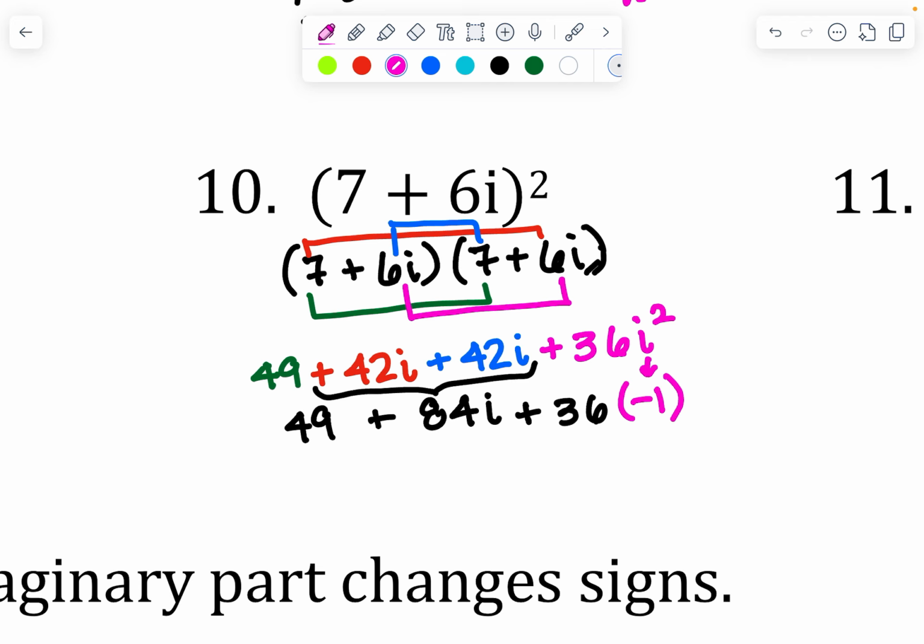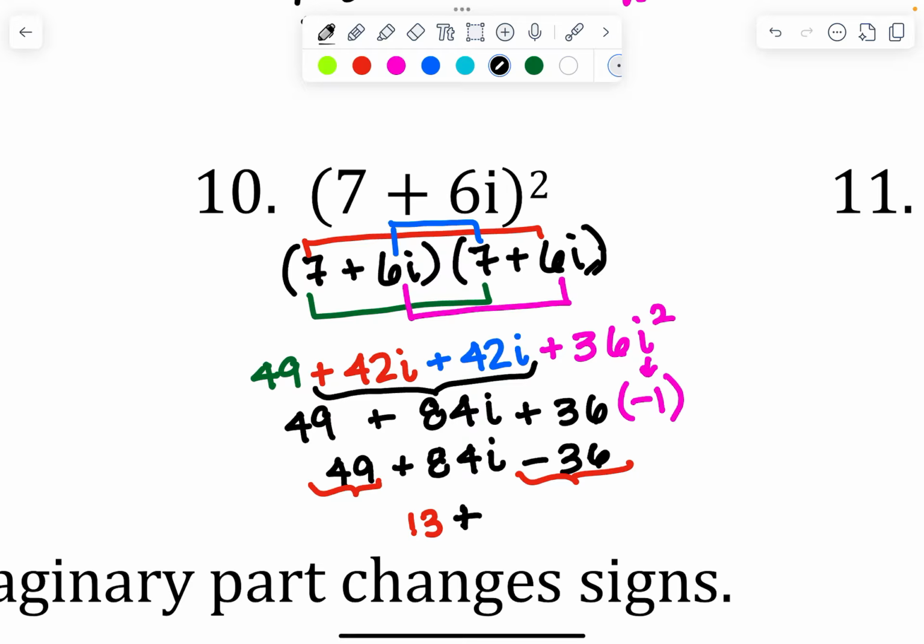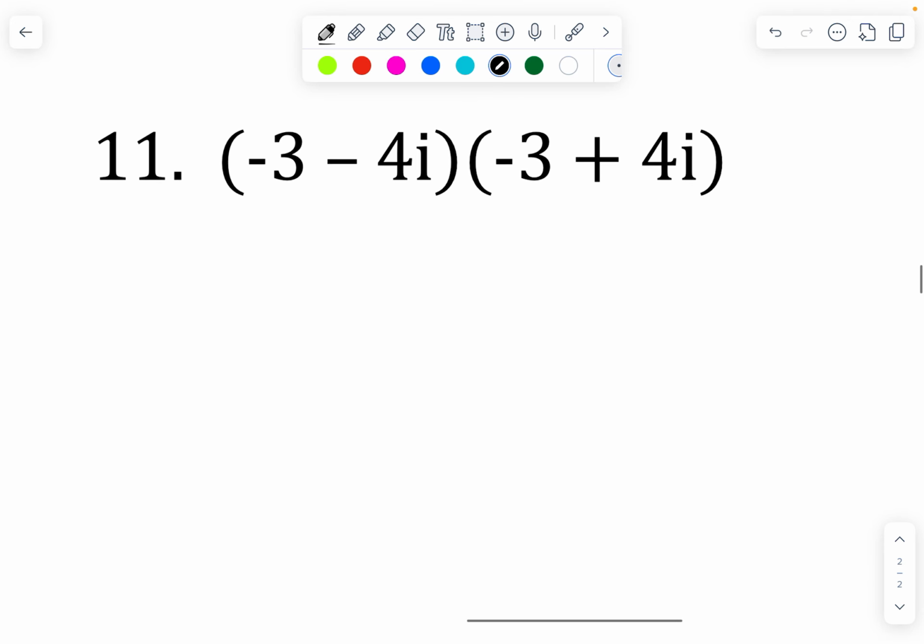Okay, let's simplify even further. We have 49 plus 84i minus 36. So we are looking at positive 49 minus 36 gives me a 13 plus my imaginary portion, 84i. And this becomes my final solution for number 10. Take a look at number 11.